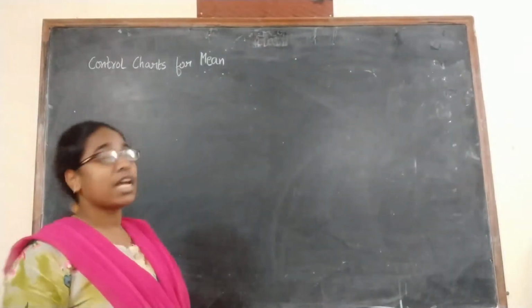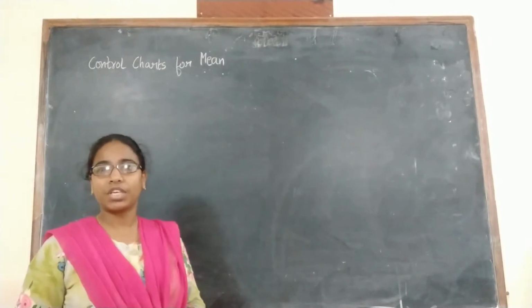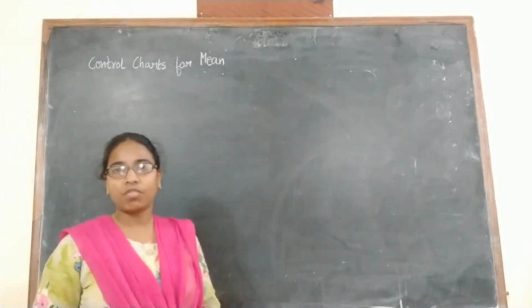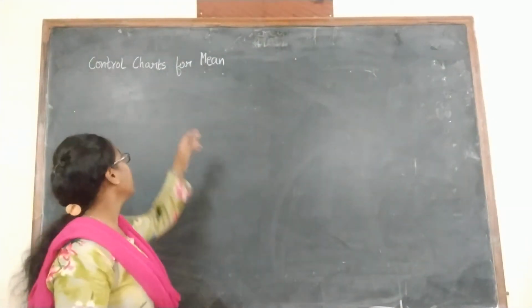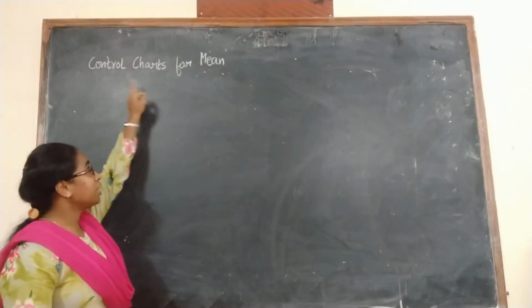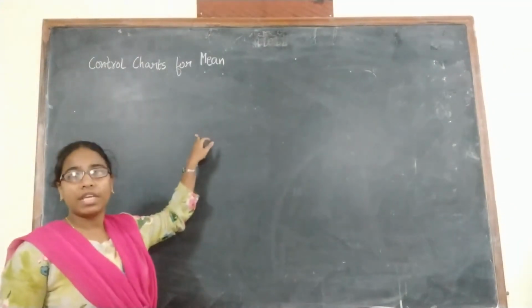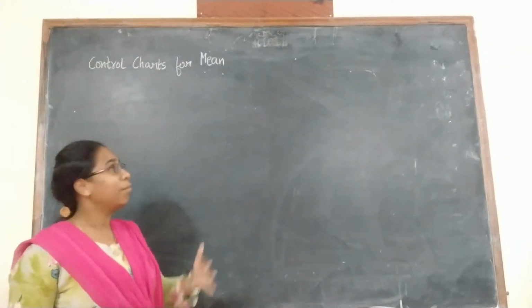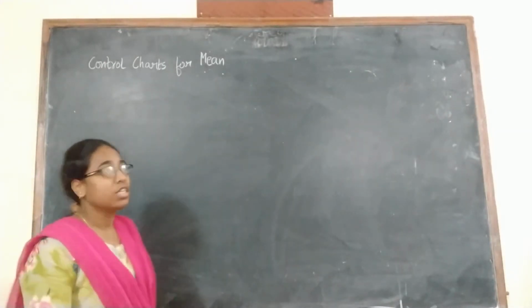In the previous class, we have studied the definitions of SQC and the different types of control charts. So one among the control charts is the control charts for mean. So today we will see how we will construct the control limits for the mean chart.